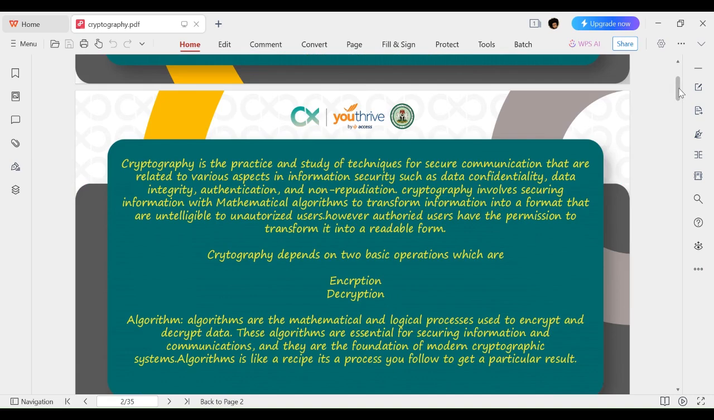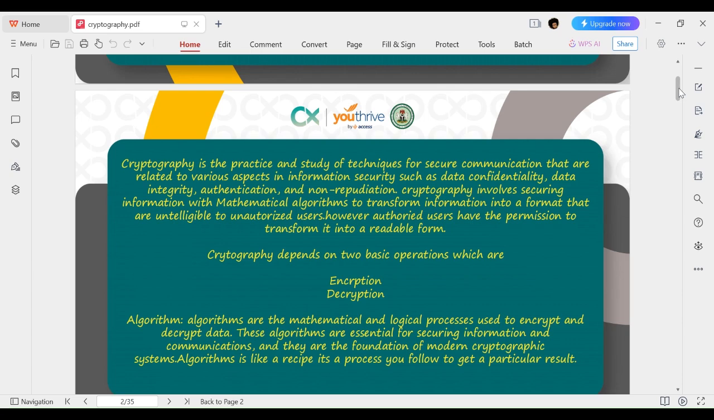So, what is cryptography? Cryptography is the practice and study of techniques for secure communication that are related to various aspects in information security, such as data confidentiality, data integrity, authentication, and non-repudiation. Cryptography involves securing information with mathematical algorithms to transform information into a format that is unintelligible to unauthorized users. However, authorized users have the permission to transform it into a readable form.